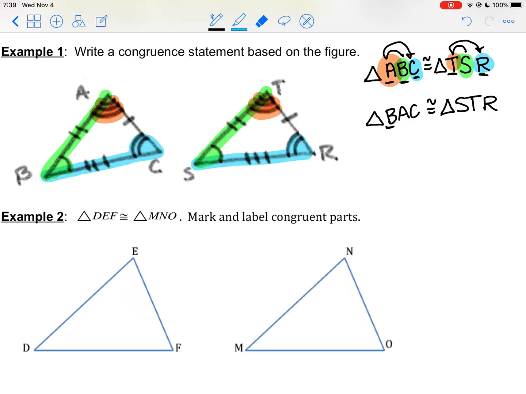In this second one, we have a congruent statement. This says that triangle DEF is congruent to triangle MNO. We are going to mark and label those congruent parts. Here I already have vertices labeled with the letters, triangle DEF and triangle MNO, and I want to mark and label congruent parts. I start with how it is named. The letter D corresponds to the letter M. They're both in the first position, so that's going to be my first set of congruent angles. I'm going to mark angle D with 1 congruence marking, and then in the second triangle, I'm going to mark angle M with that same single marking.